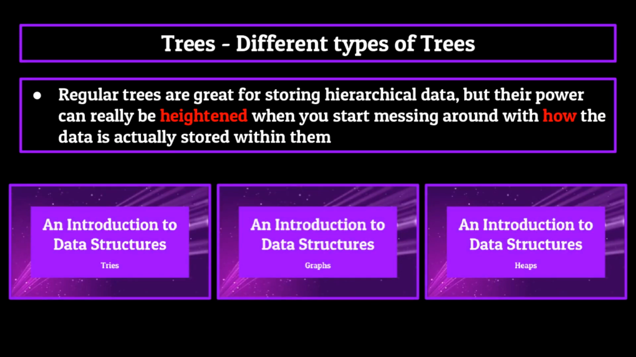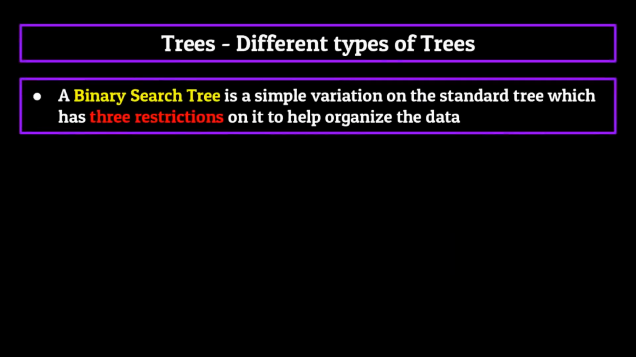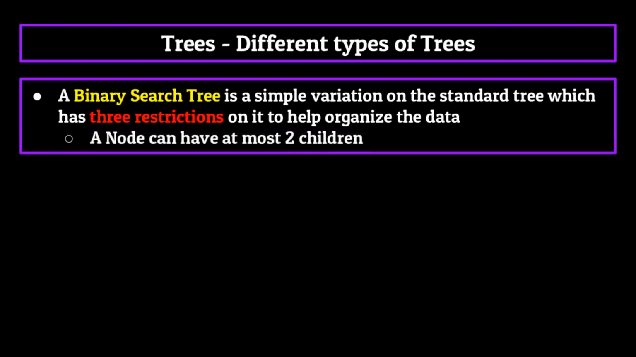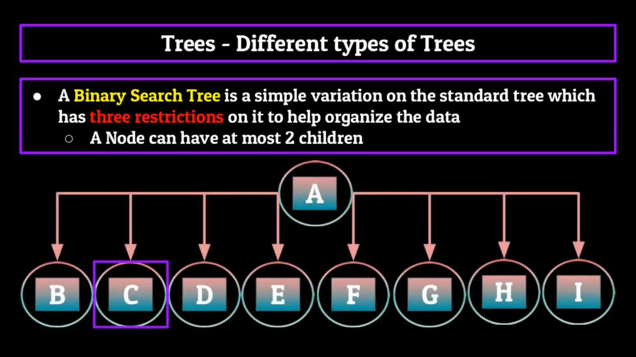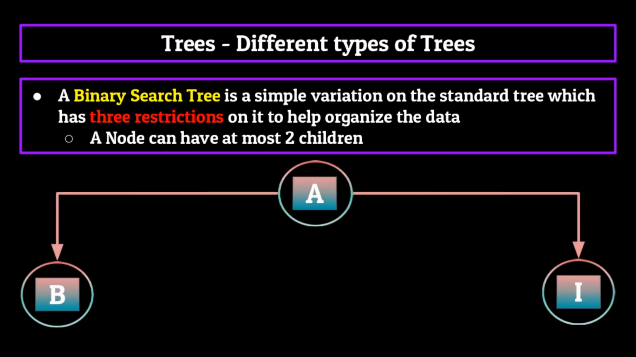This will be a good introduction to how trees can vary without simply diving into a huge deviation from what we already know. More specifically, the tree variant I want to talk to you guys about is the binary search tree. A binary search tree is a simple variation on the standard tree, which has three restrictions put on it to help organize the data. The first is that a node can have at most 2 children. This just helps make it easier to search throughout the tree, as we don't have to spend time looking through each of the 8 children for a particular node. Keeping it limited to 2 helps us do this.